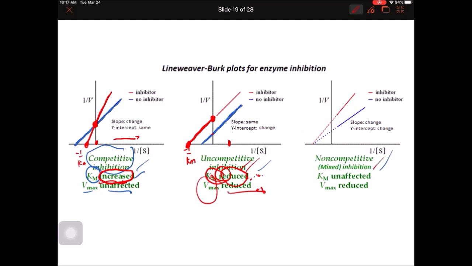And then, pag non-competitive naman, Km is unaffected. Kaya pansin nyo, same value siya dito. And then Vmax is reduced. Ano sabi natin? Pag Vmax is reduced sa Michaelis-Menten, kapag Lineweaver-Burk, lalayo. Kaya nandito siya. Okay? So, yun yung mangyayari. Next.